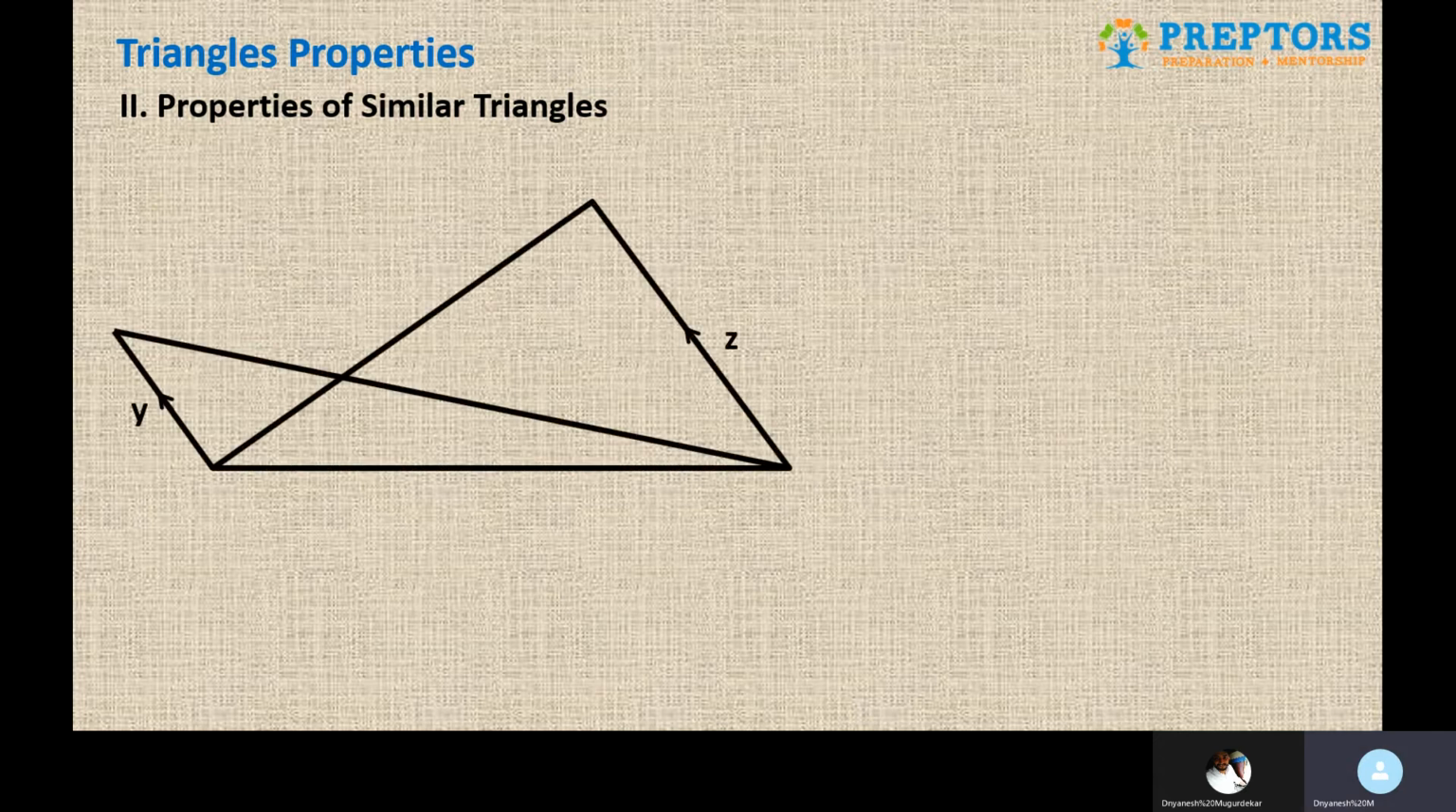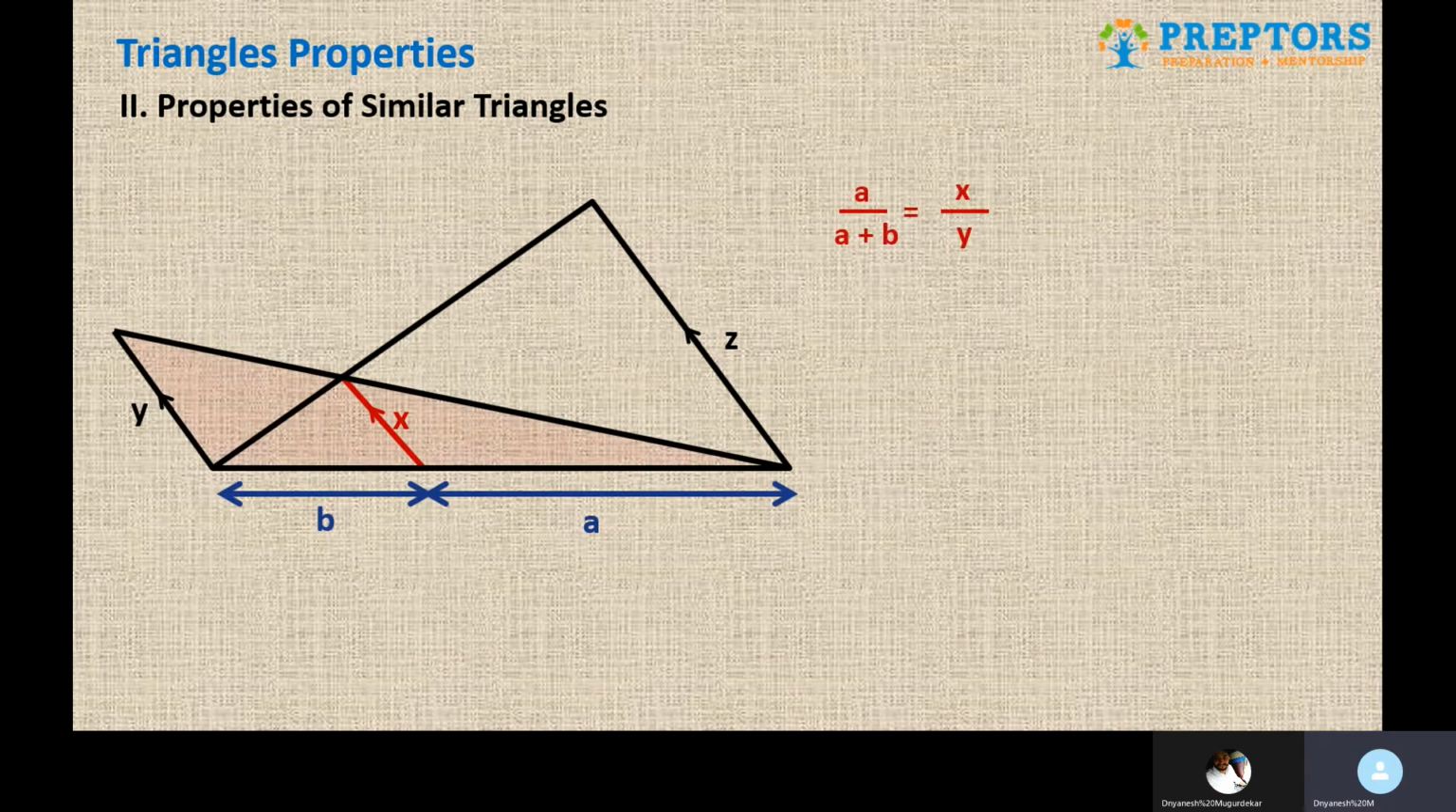Next one, the property of triangles sharing the same base. Let's make a small construction. X, Y, Z, all three are parallel to each other. When you consider the lengths as well, on the left side, you can clearly see that the upper triangle as well as the entire full triangle are similar, because X and Y are parallel. Once the triangles are similar, you can write the ratio of their sides, which is A upon A plus B is equal to X upon Y. And this is called the property of similar triangles.